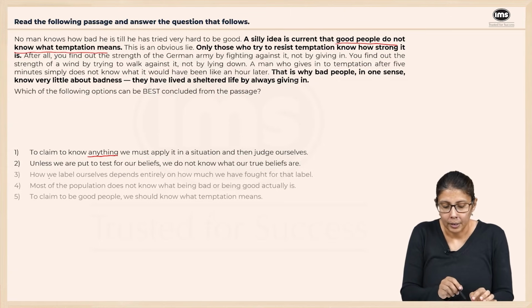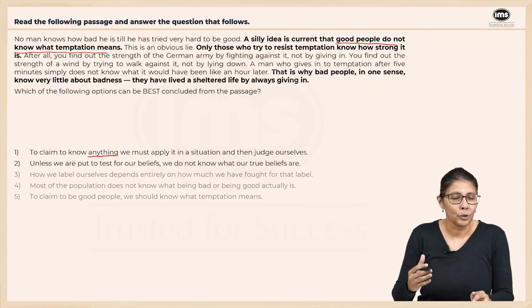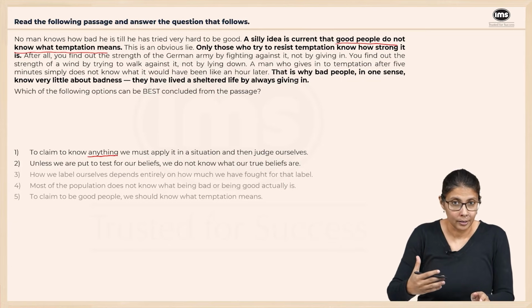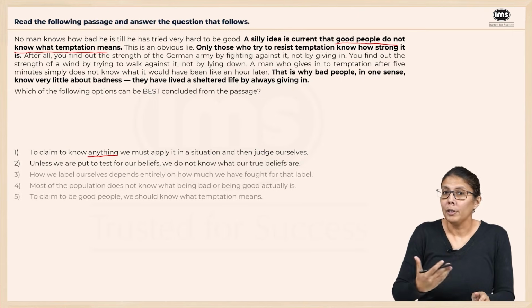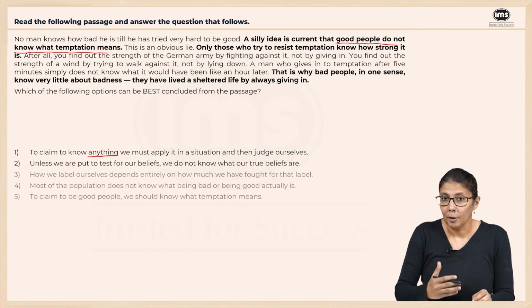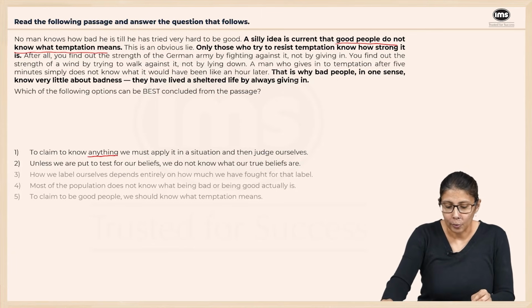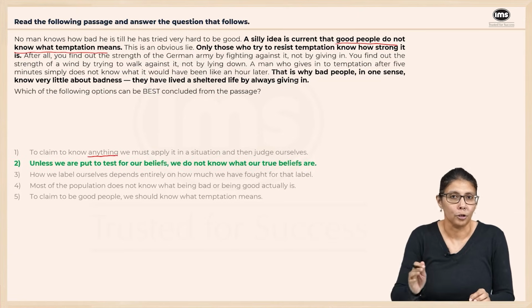Now let's look at 2. Unless we are put to test for our beliefs, we do not know what our true beliefs are. So what this is trying to say is that unless you actually are tested or tempted, you will not realize whether you are good or bad. That's exactly what the paragraph is saying. So yes, we are talking about people being tested and then being proven good or bad, and that is why option 1 is not the right choice, it is option 2.